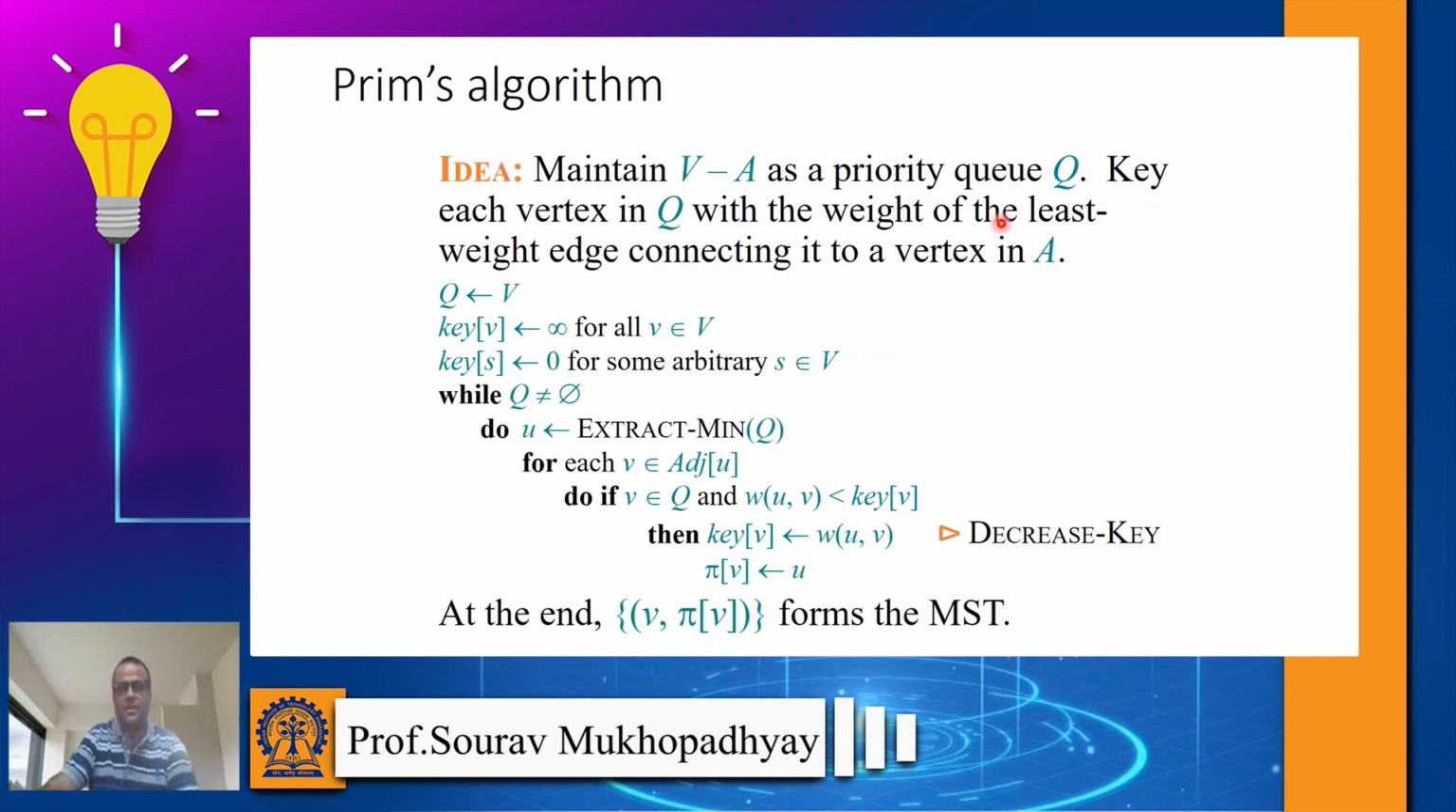So we need to maintain a priority queue. This could be a simple array also. And what do we key? We key each of these vertices with the weight of the least weight edge connecting it to a vertex in A. So this is our A, which starts with a vertex S, and all the remaining vertices are in A complement. We can simply consider this priority queue as an array. If we have n vertices, we have an array of size n: v1, v2, ..., vn.